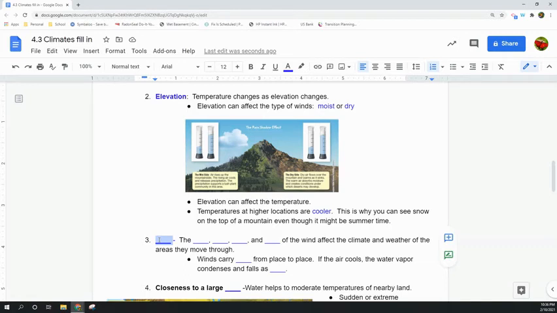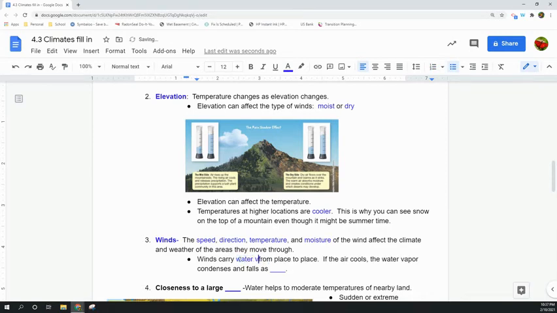The third factor that's going to affect our climate is winds. The speed, direction, temperature, and moisture of the wind affect the climate and the weather of the areas they move through. Winds carry water vapor from place to place. If the air cools, the water vapor condenses and falls as precipitation.